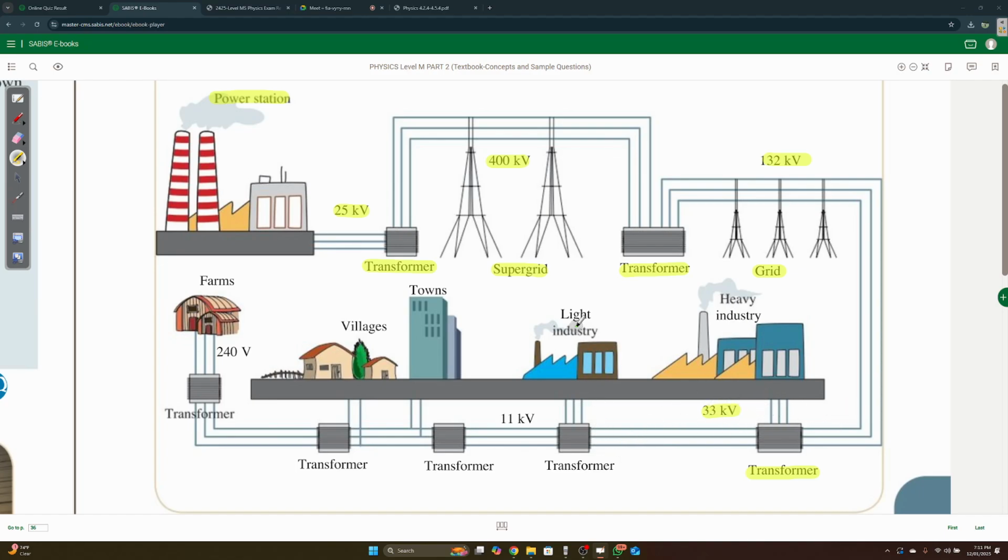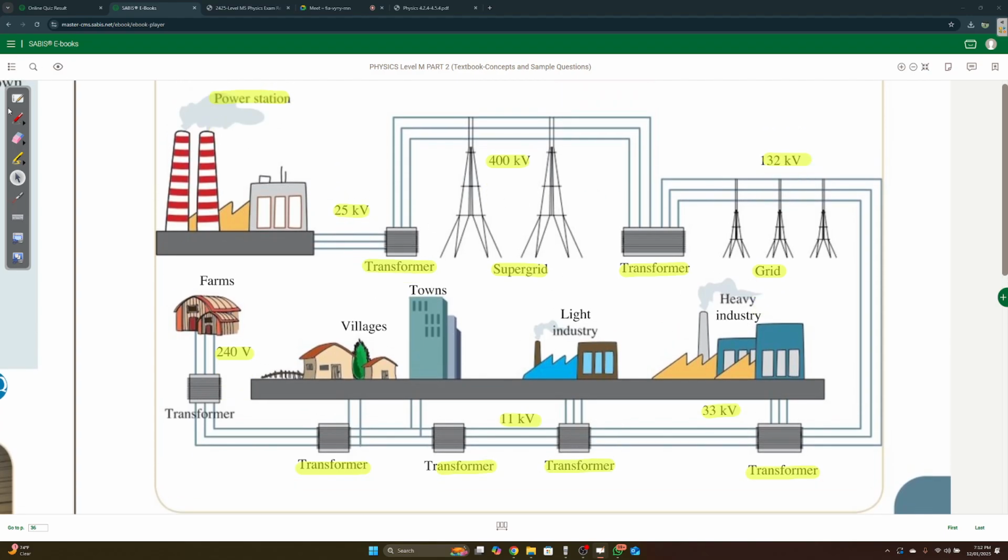Then after that comes the light industry, where it's met by 11 kilovolts and a step down transformer. Then you go to towns to power buildings, villages, and farms, where they all use the voltage we use in our houses, which is 240 volts. So I hope you understood that.